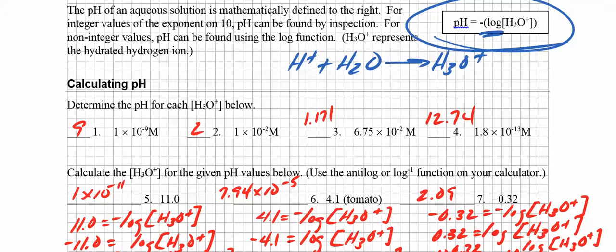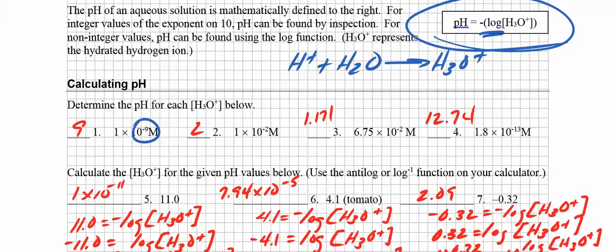So they're telling me that 1 times 10 to the minus 9 molar is the hydronium ion concentration. So remember that the formula says that pH is equal to minus the log, and I've just told you that log means power. So if I look at the power, it is negative 9. So a negative of negative 9, of course, is positive 9. So we can do that one without even using a calculator. We can just do that in our heads.